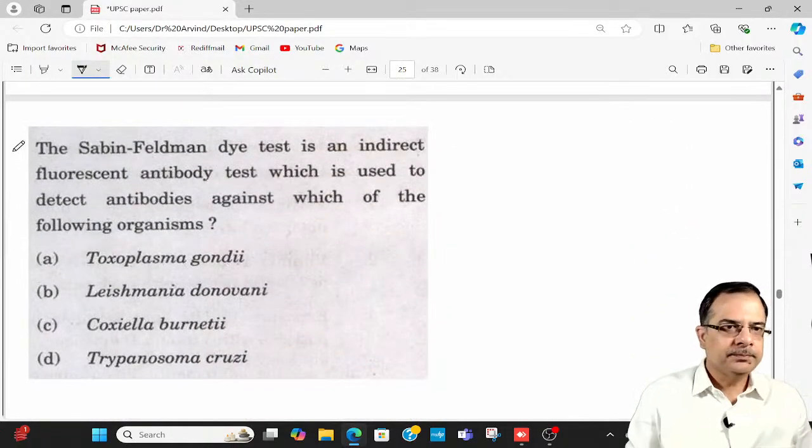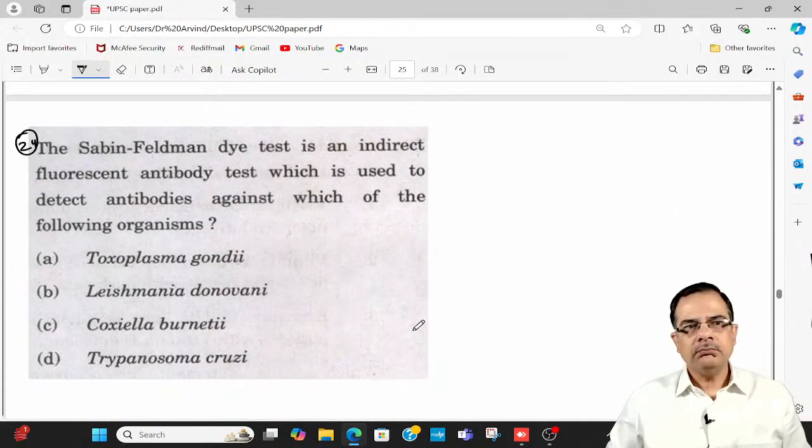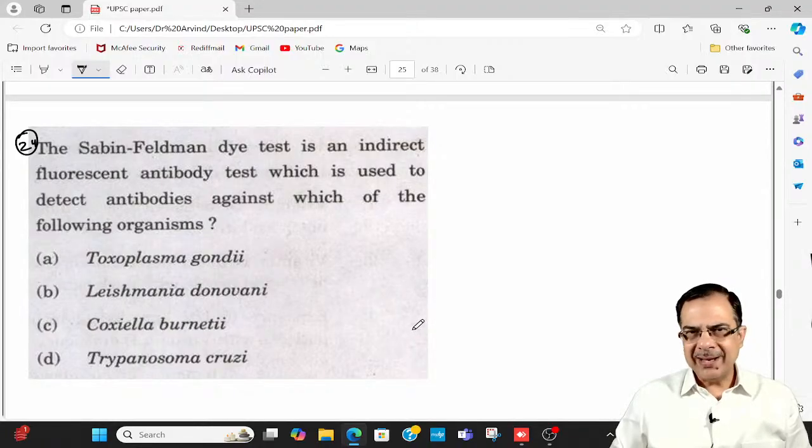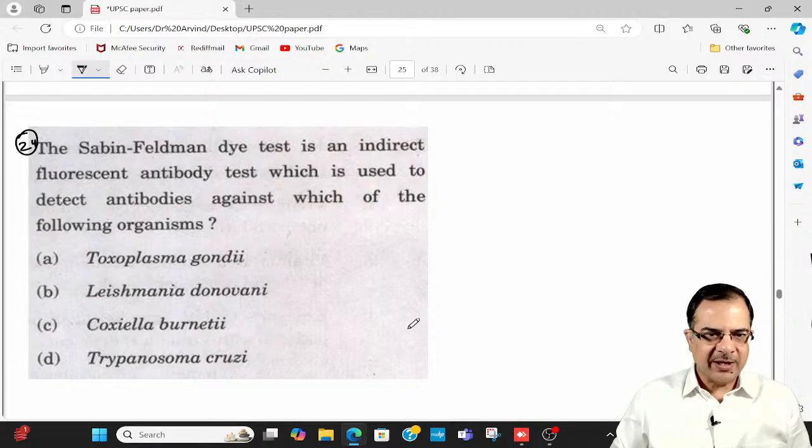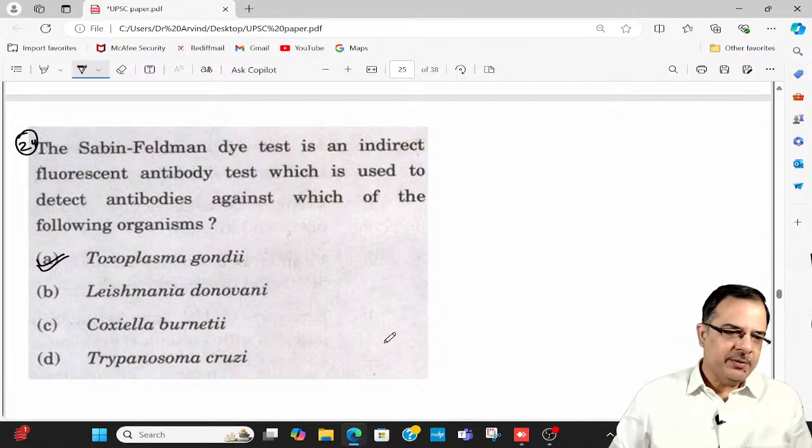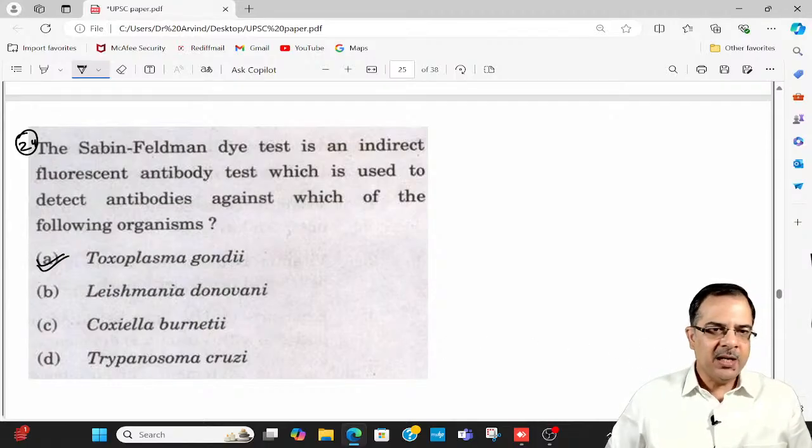Question 24. Question 24 is a microbiology question. They have asked the technique. The Sabin-Feldman dye test is an indirect antibody test against which infection? This is fact-based. Toxoplasma will be the correct answer here. A is the correct answer.